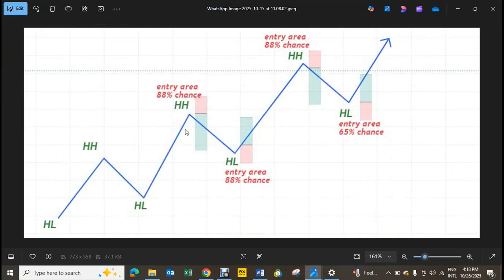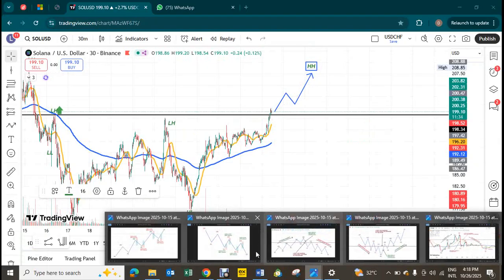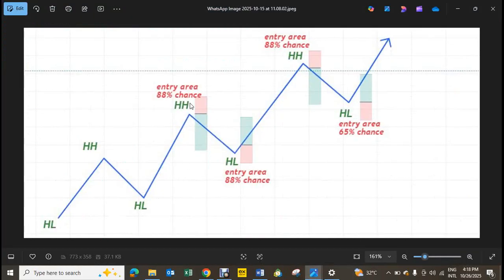Just as we have here. After we see HL here, as you can see on the picture, price came up and gave us an HH, which hopefully it gets to maybe tomorrow, towards this HH. When we see this happen, we start looking for a sell position to the downside.